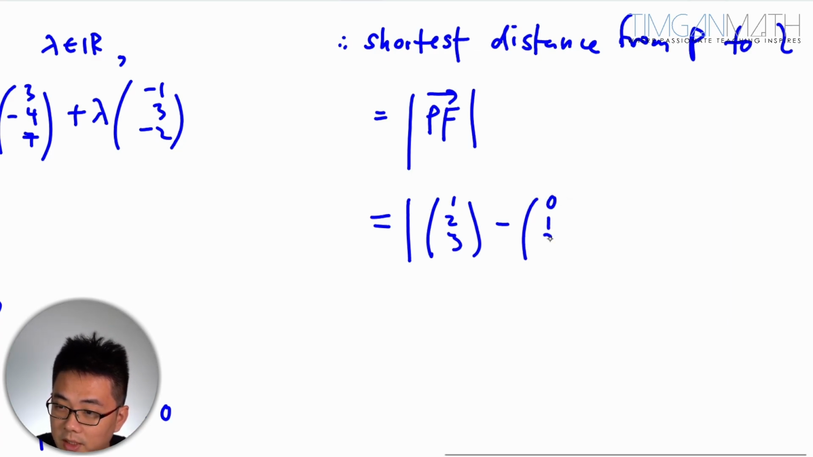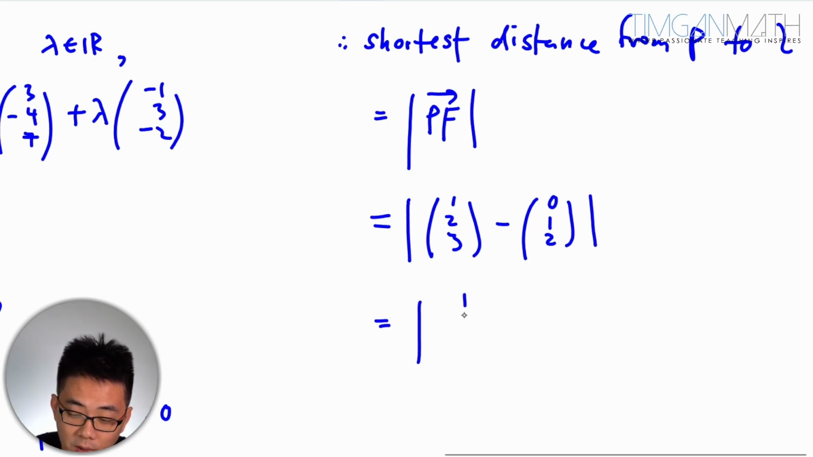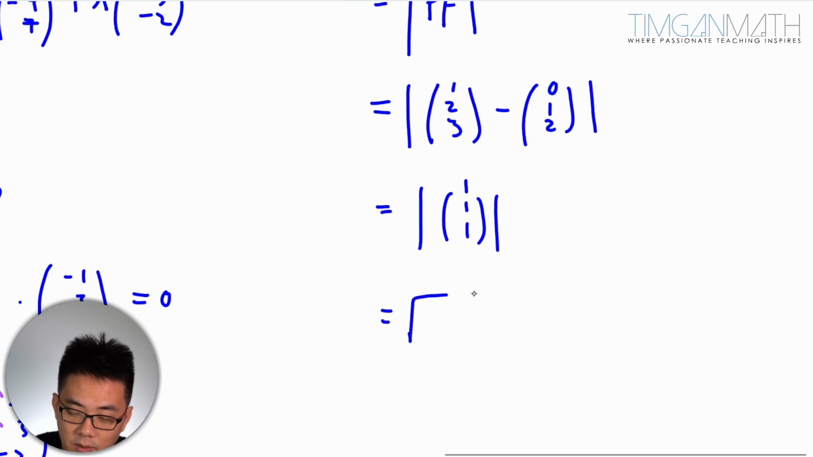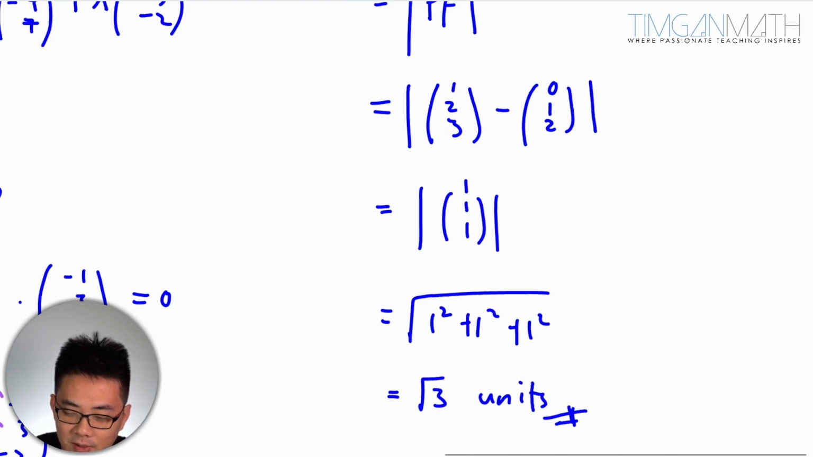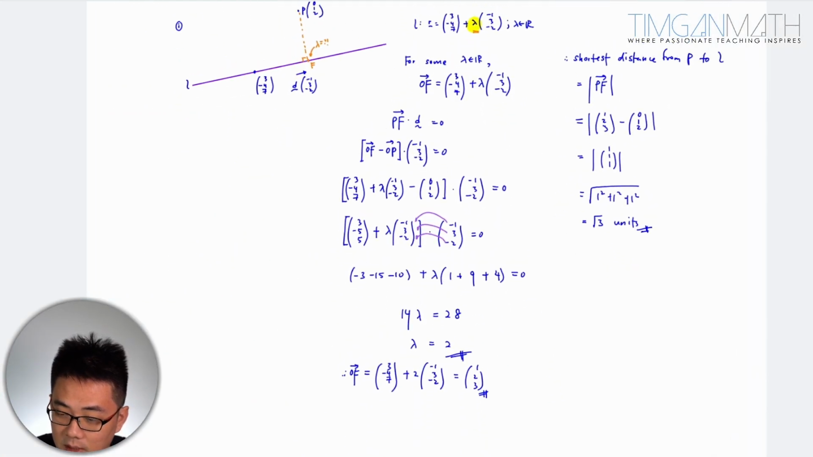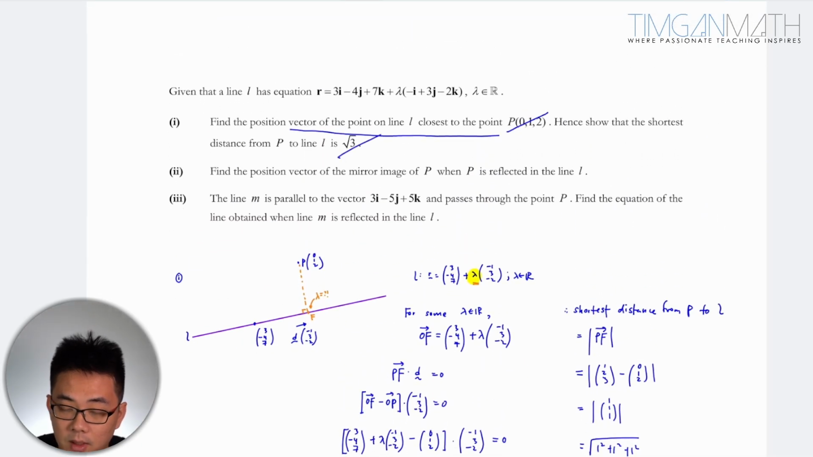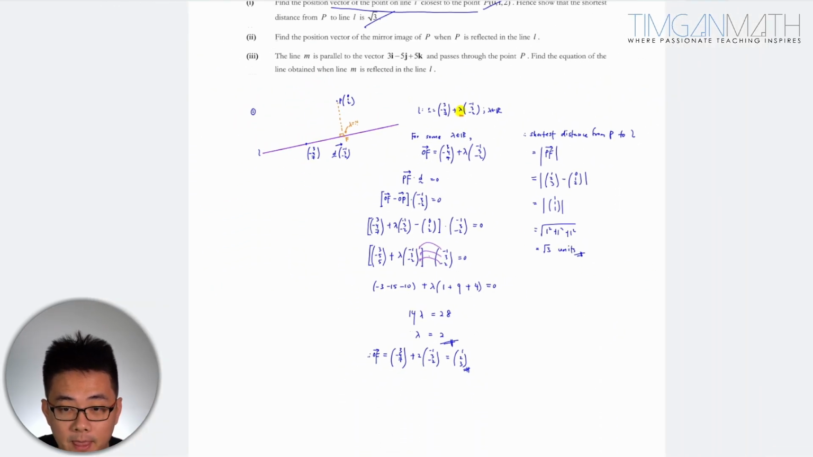Now this question here is a show question, so by showing it, you already know that your answer will be correct here. Once it's correct, it's quite reassuring. So it's √3 units. Okay, so that's about it. I think the shortest distance is done. That's how you do the first part.